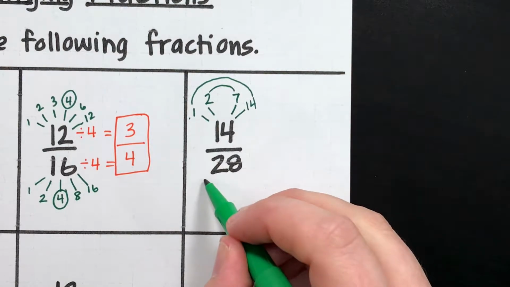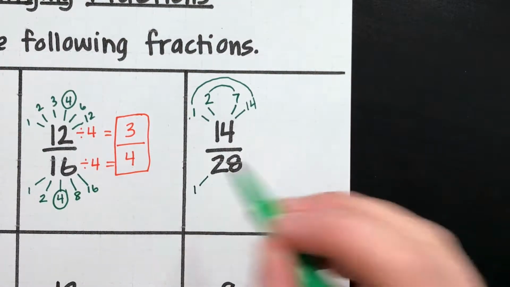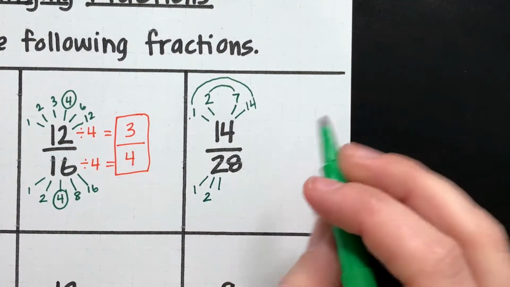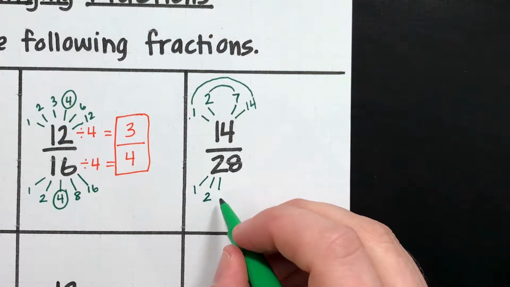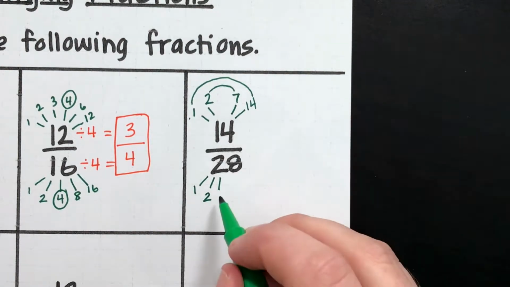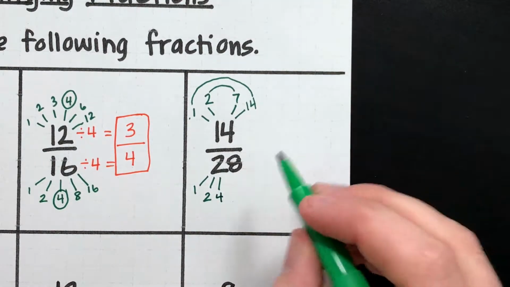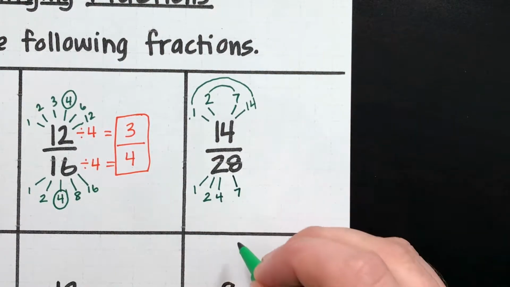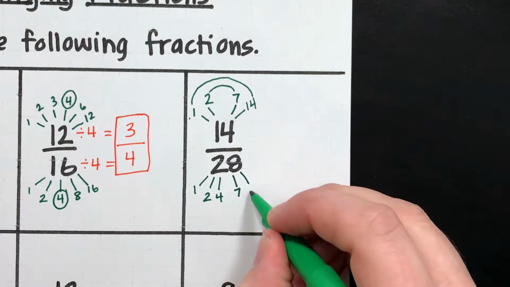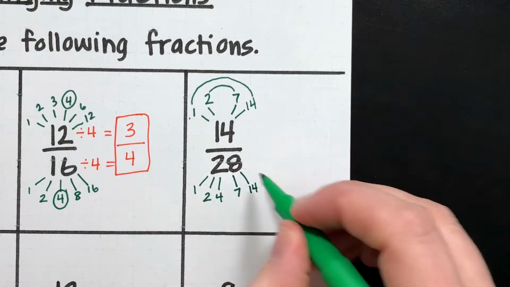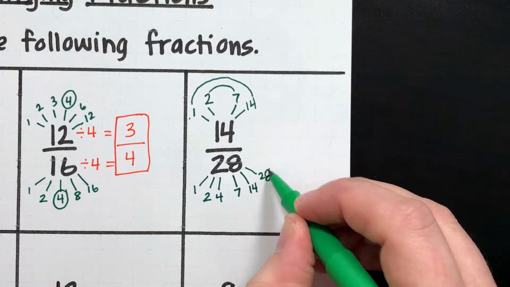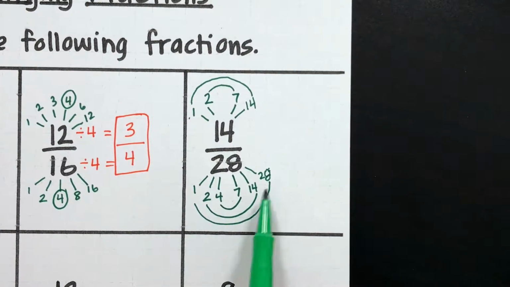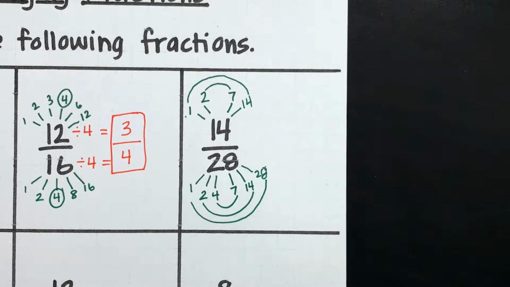So anyway, back to our factor counting. We have 28. 1 is a factor of 28. 2, 3, let's see. No, nothing times 3 gives me 28. So let's look at 4. 4 is a factor. 5 isn't, 6 isn't, and then 7 is, because 4 times 7 is 28. 2 times 14 is 28, and 1 times 28 is 28. I'm just going to connect those to show you what I'm talking about. All of those pairs give you 28. That's how I know they're all factors.